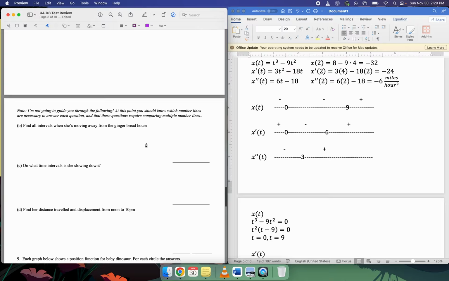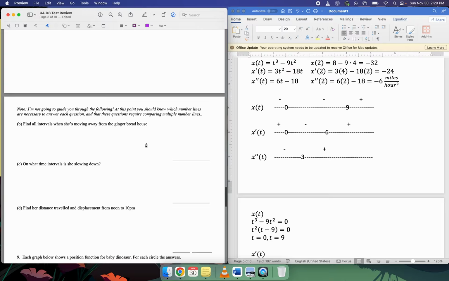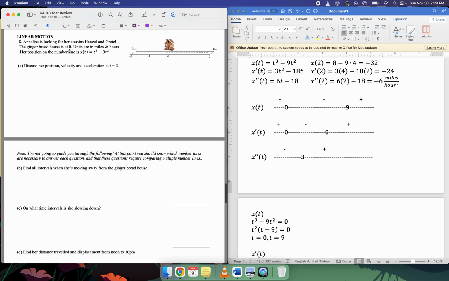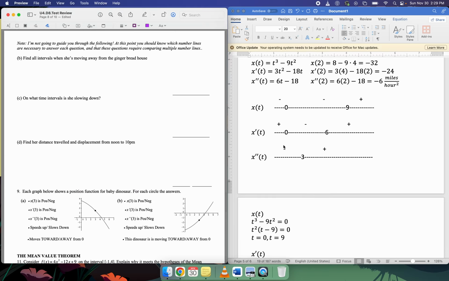Okay, and what time intervals is she slowing down? Well, slowing down means velocity and acceleration have opposite signs. So I'm going to focus on these two number lines for this question. When do they have opposite signs? To the left of 0, but I don't know if that's a valid time interval. I don't know if time begins at 0. It doesn't say anything. I don't know if negative time values are legit in this problem, but if they are, then during those time intervals before 0, the velocity and acceleration have opposite signs, so she'd be slowing down.